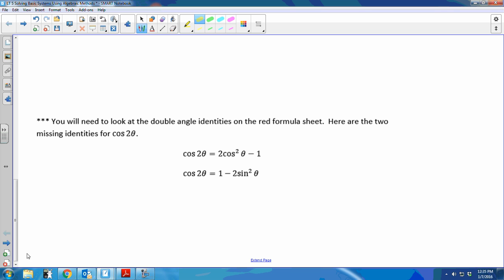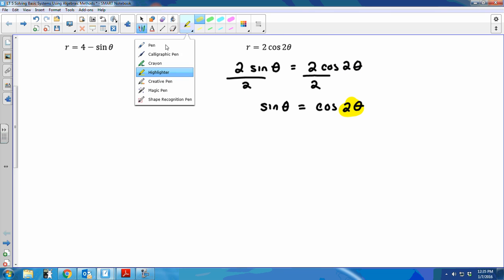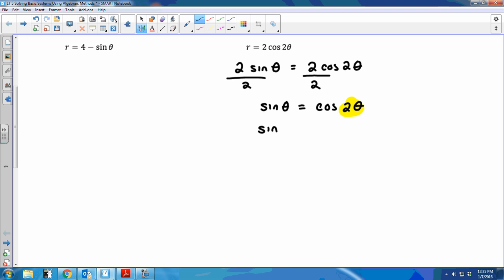1 minus 2 sine squared theta. Right, you want to use the one with the sine in it because we already have a sine in the question. So I have sine theta equals 1 minus 2 sine squared theta.